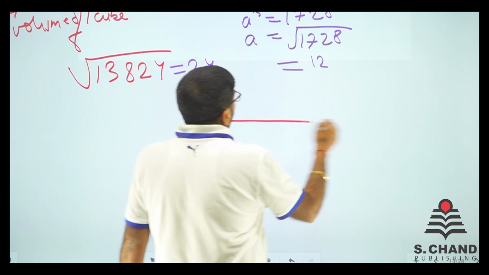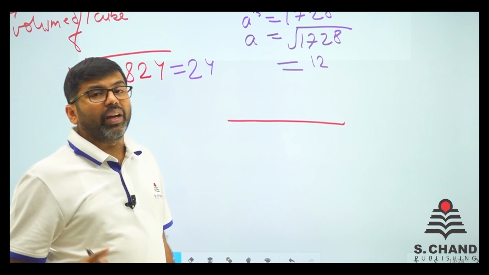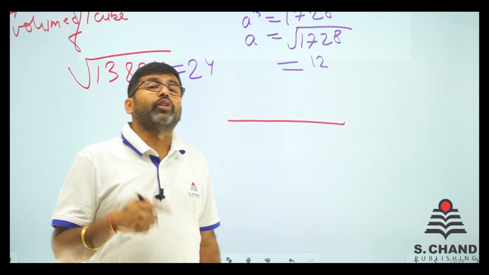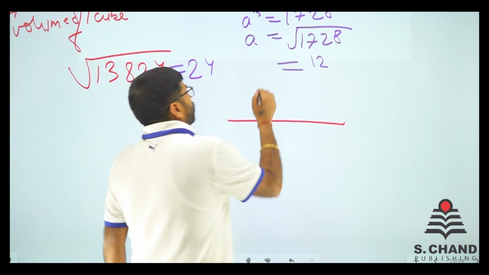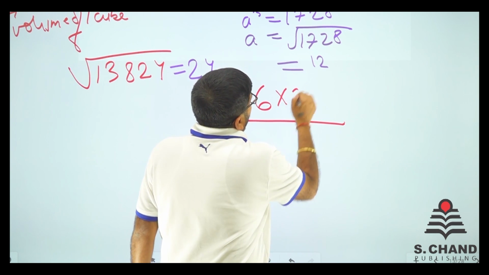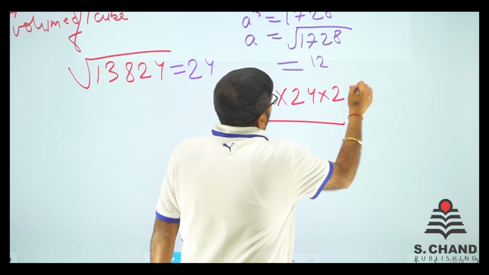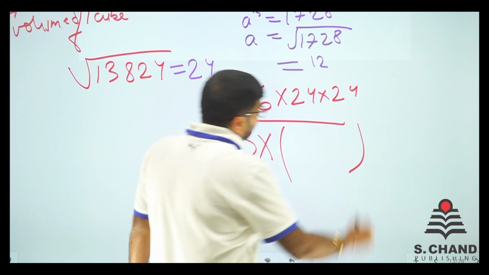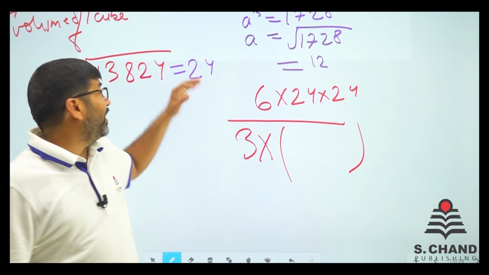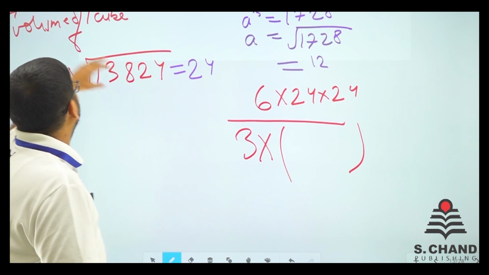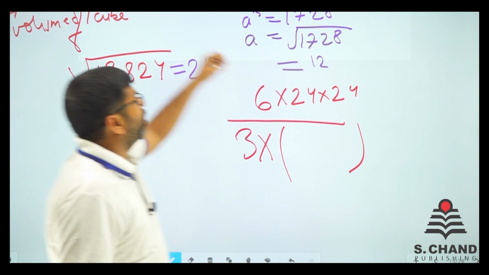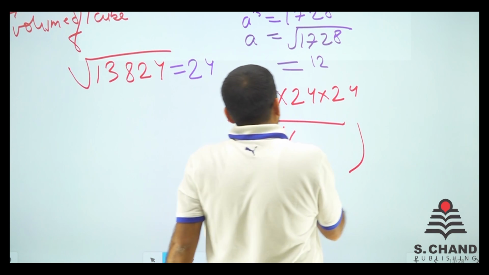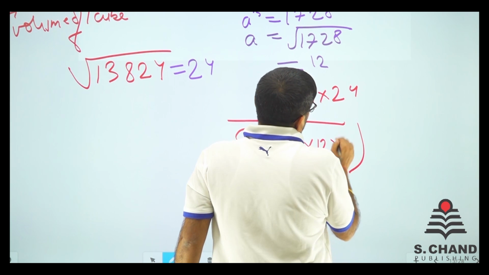See, the total surface area of a cube is 6a square. So 6 into a square, that is 24 into 24. Now, 3 times the total surface area of 3 such cubes. Such cubes mean the smaller ones with side 12. So we have got 6 into 12 into 12.